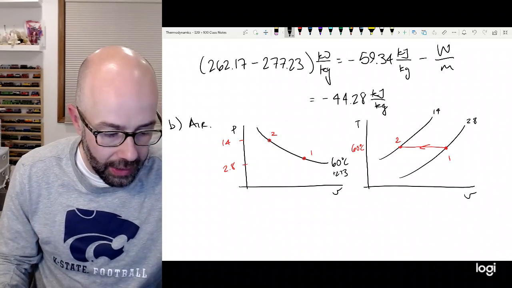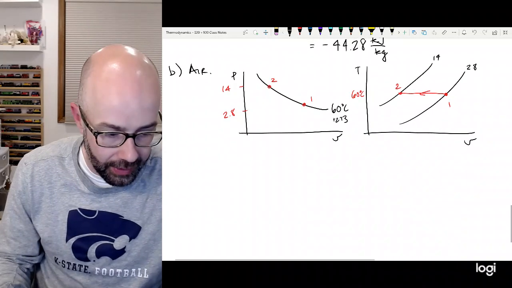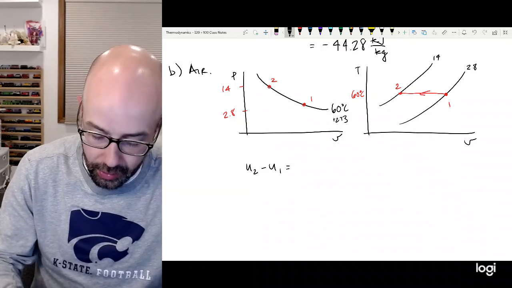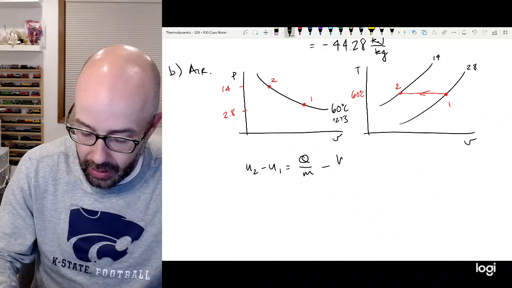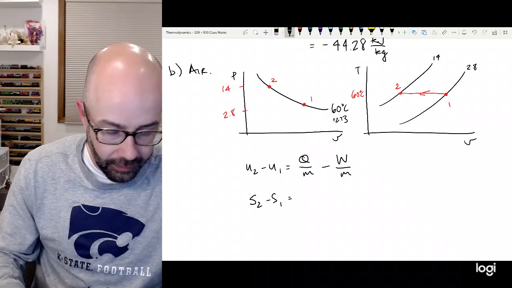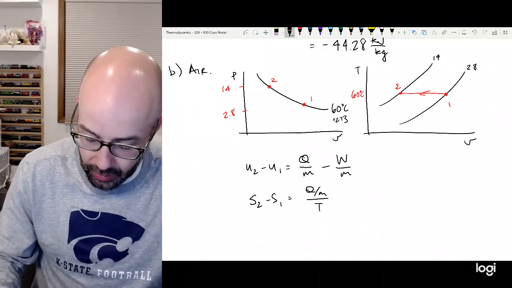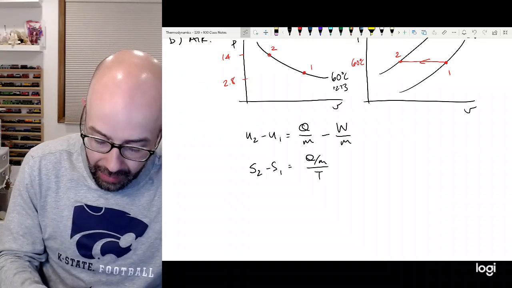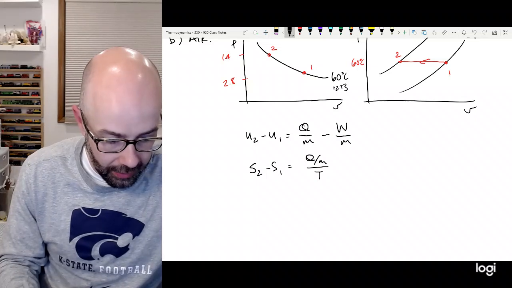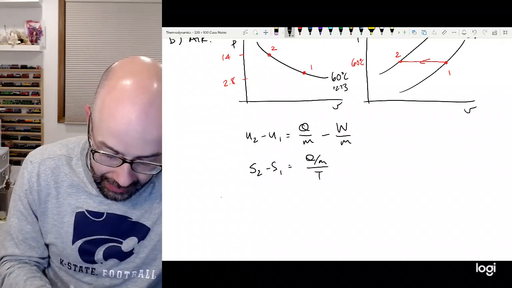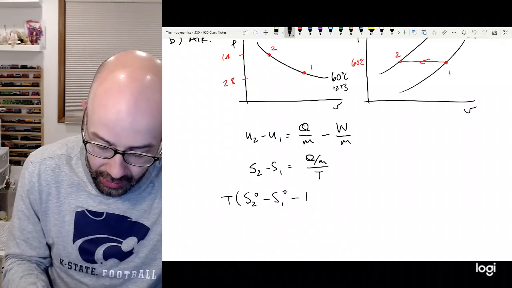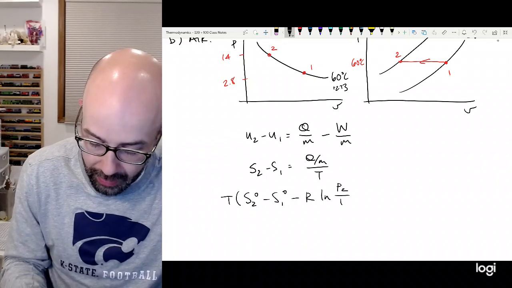Okay, now in this problem we're going to have the same two equations. It's going to come down to internal energy 2 minus internal energy 1 is equal to the heat transfer over mass minus the work over mass, and S2 minus S1 is equal to Q over mass times temperature. Okay, so if I want to find the heat transfer over mass, I'm going to say temperature times S2 degree minus S1 degree minus R natural log of P2 over P1.